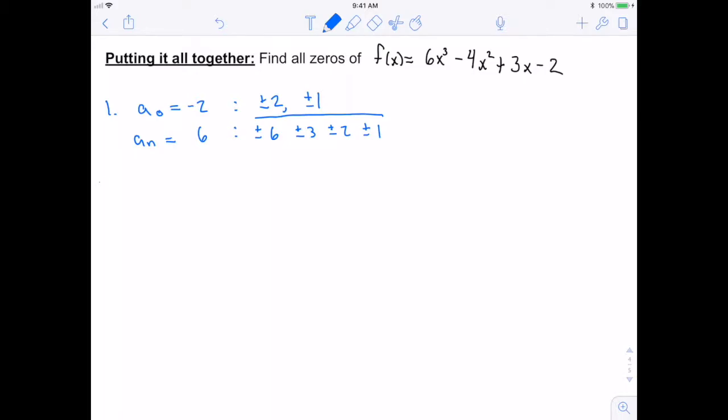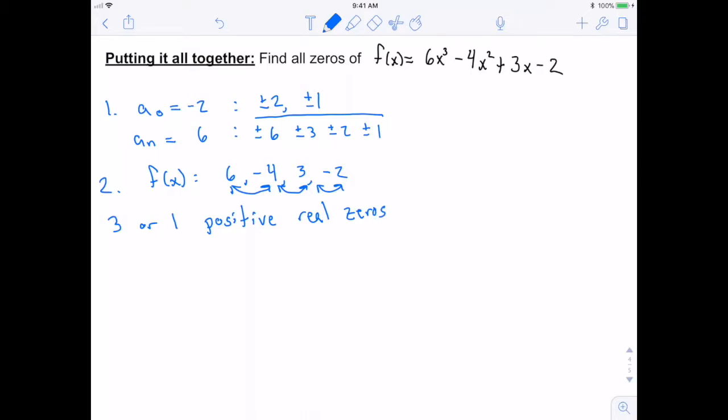Once we've done this, we move on to Descartes' rule of signs, and we check the variations. So for f of x, our coefficients are 6, -4, 3, and -2. So we have a variation between 6 and -4, -4 and 3, 3 and -2. This means we have 3 or 1 positive real zeros. Remember, we start subtracting off 2 in case we have any complex zeros.